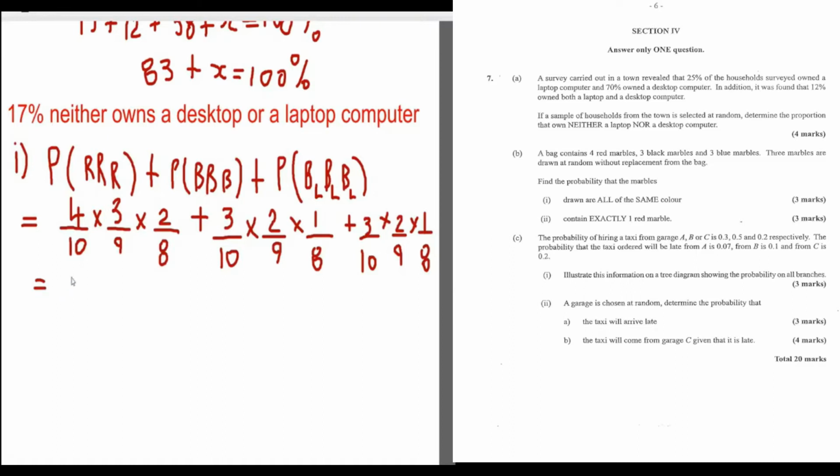This is 1 over 30 plus, you can just work out everything in a calculator. 3 over 10 times 2 over 9 times 1 over 8. That's 1 over 120 plus 3 over 10 times 2 over 9 times 1 over 8, and that's also 1 over 120.